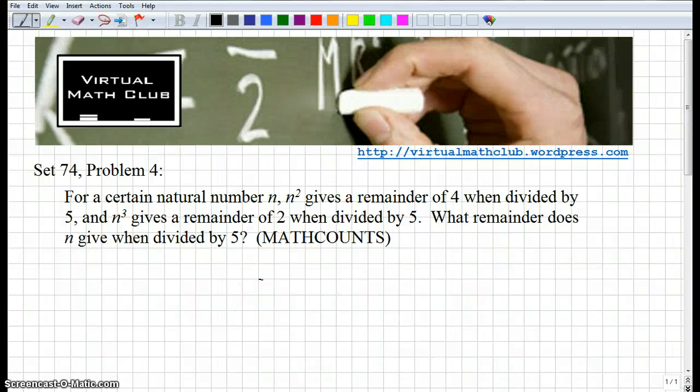For a certain natural number n, n squared gives a remainder of 4 when divided by 5, and n cubed gives a remainder of 2 when divided by 5. What is the remainder n gives when divided by 5? Alright, let's write down what we know.